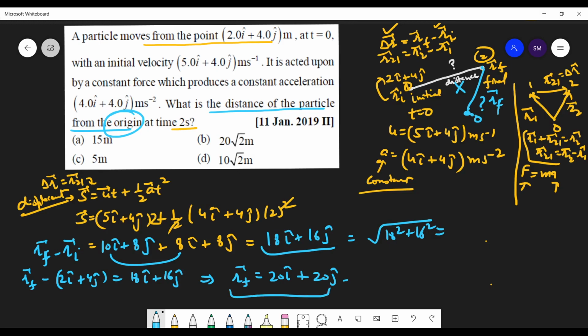But now this distance is asking you to find from the origin. So that's Rf. And this Rf magnitude will be equals to 20 square plus 20 square. So that's 2 into 20 square, and that's equals to 20 root 2 meters. So that's absolutely correct. So students, you need to read the question carefully. Questions are very easy, but you need to see what is asked, what is required. Okay.